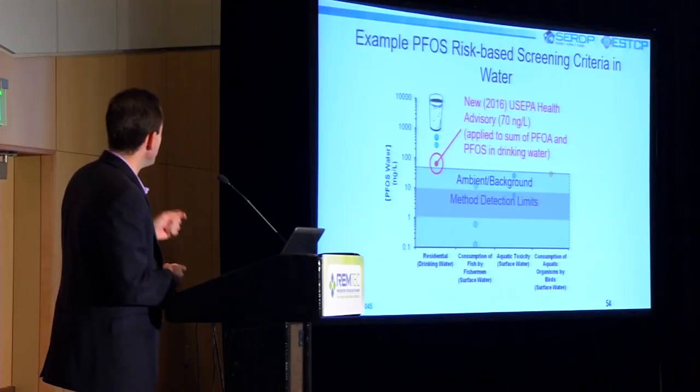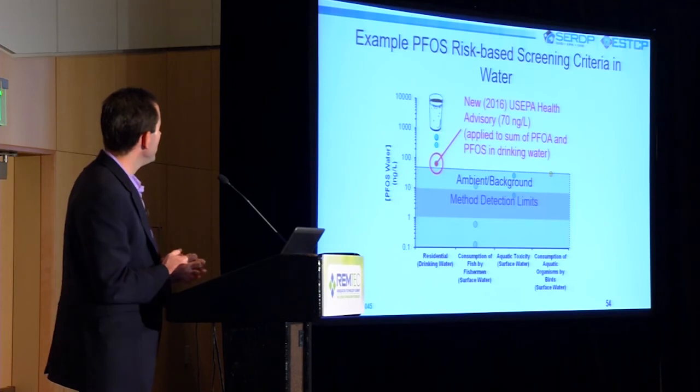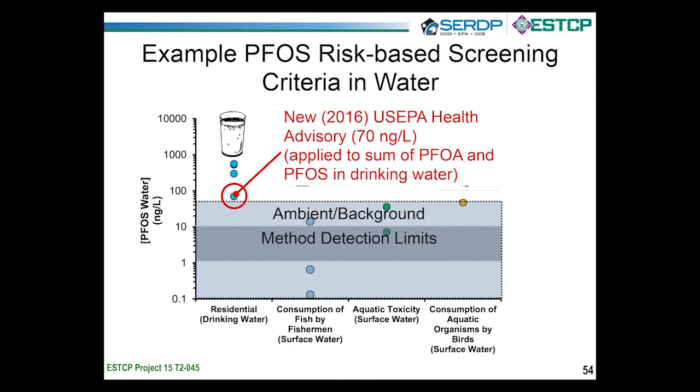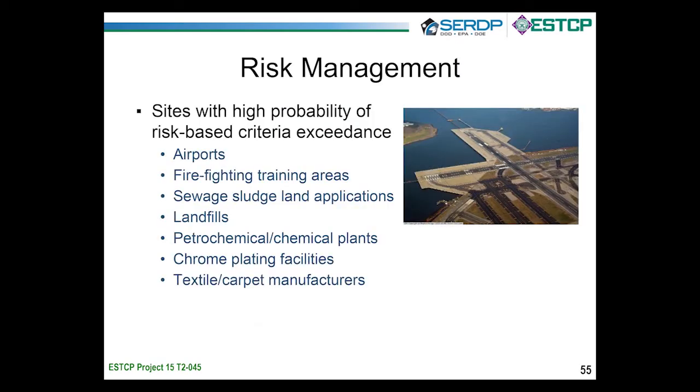And again, I'll note that the new health advisory from EPA, that value 70 nanograms per liter, is really just above the upper thresholds of what we might consider ambient or background levels in many of these areas. So we really have very little room for error. And I'll also note that EPA suggests we need to add the exposures, the values for PFOA and PFOS, and evaluate it against the 70 nanogram per liter level.